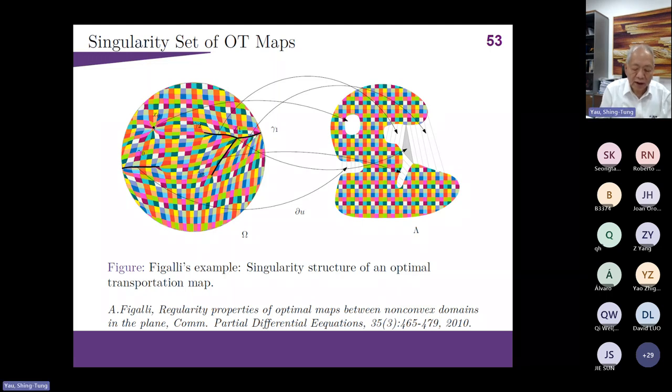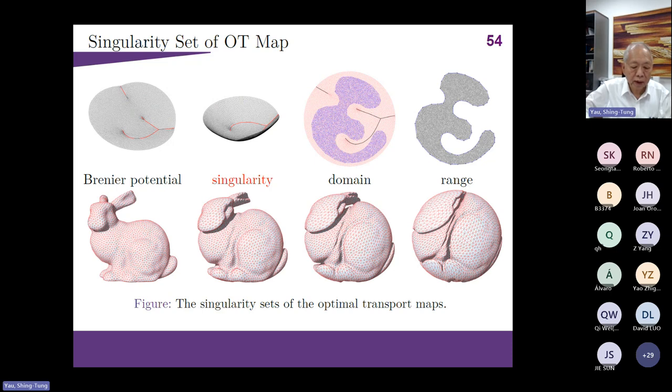Well, in deep learning, all the maps are represented by deep neural networks, which can only represent continuous maps. Therefore, the transport map with singularity cannot be represented by a neural network. This causes many troubles in AI models. So we can use our geometric variational algorithm to find the singularities precisely.